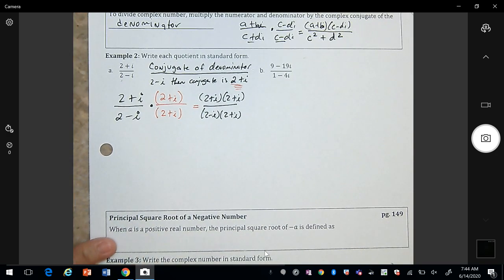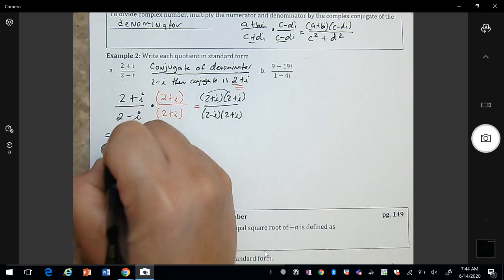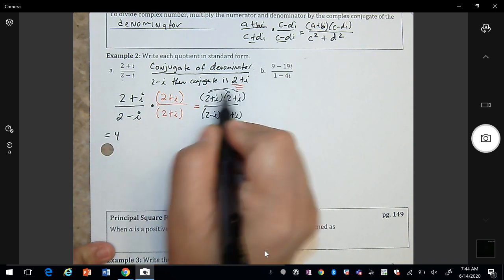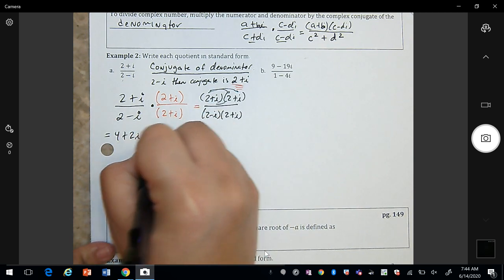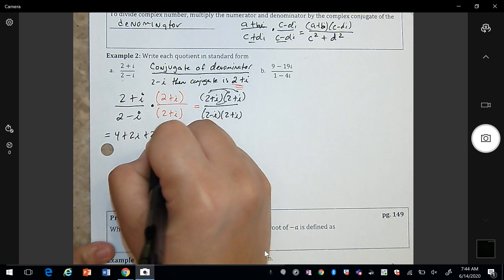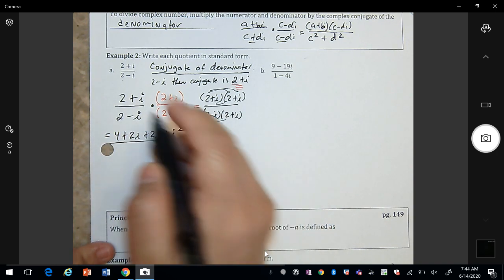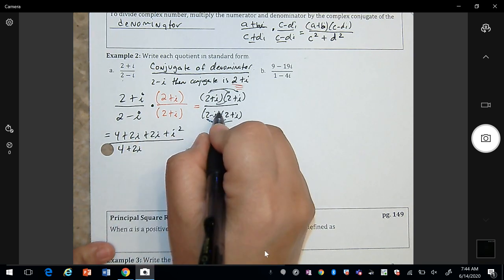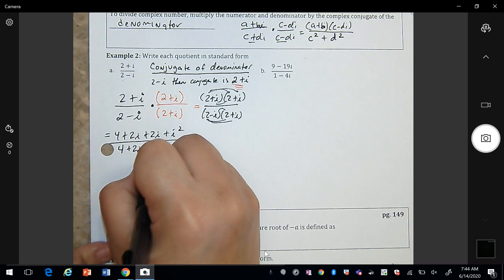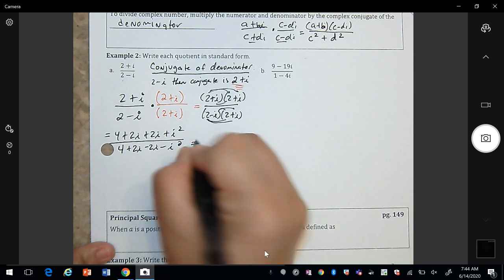So first I'll multiply it out. In the numerator, 2 times 2 is 4, 2 times i is 2i, i times 2 is 2i, and i times i is i squared. In my denominator, I get 2 times 2 is 4, 2 times i is 2i, negative i times 2 is negative 2i, and negative i times i is negative i squared.